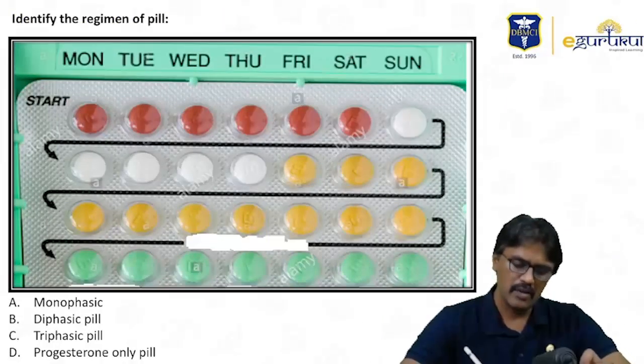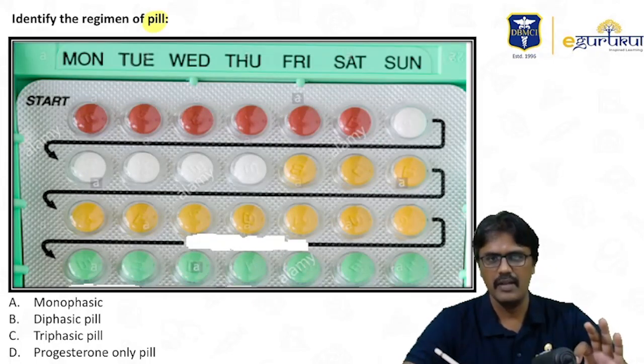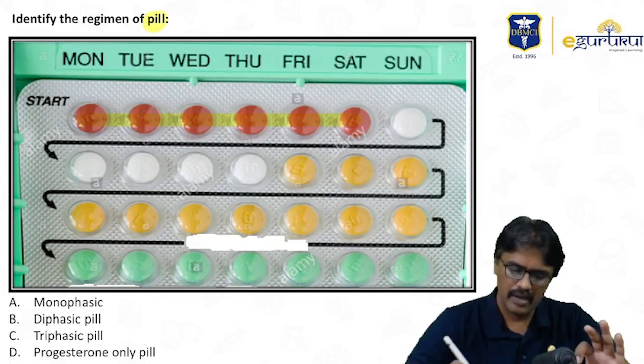Now identify the regimen of the pill. You can see that this is a triphasic regimen. How do I identify that? If you find 4 different colors of tablets, so you can see one, second color, third color, and fourth color.